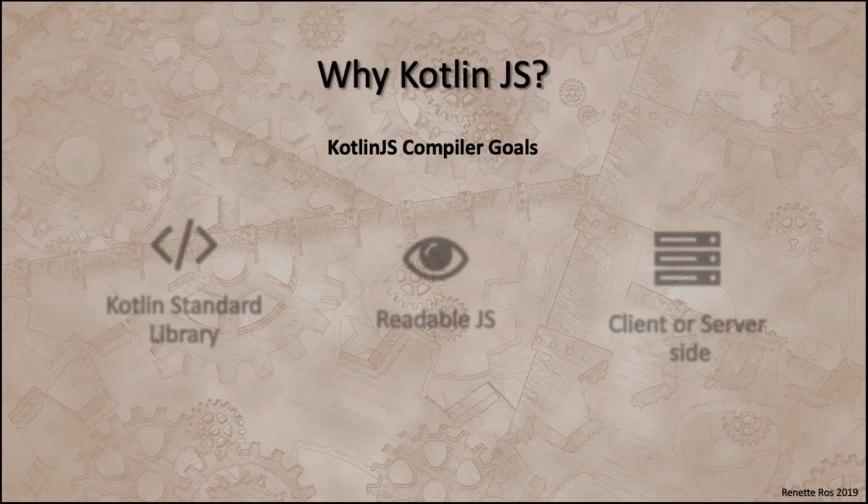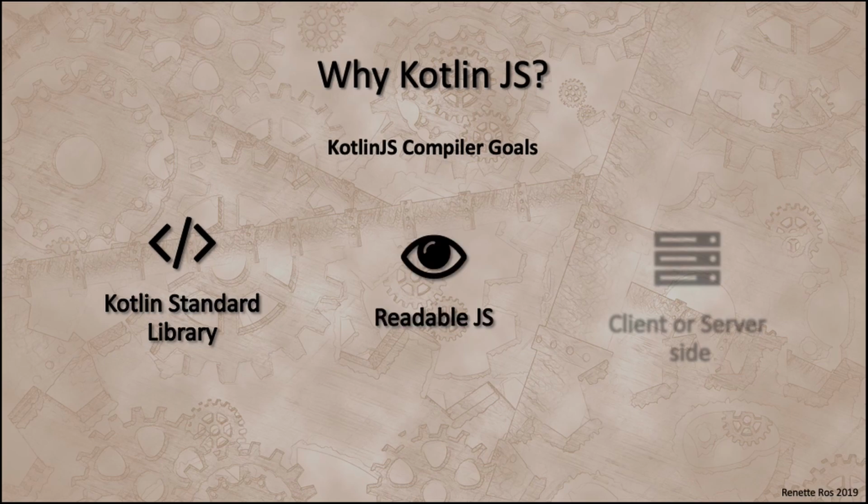So besides all of this, would I still use Kotlin JS again? And kind of what does the Kotlin JS compiler do for us? So first of all, you get to use the Kotlin standard library. You get to code Kotlin instead of JavaScript. You get fairly readable JavaScript out of this. You can see it wasn't written by a human, but you can still see what it's doing. And you can target either client or server-side JavaScript, or both.